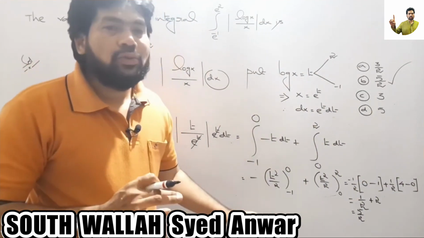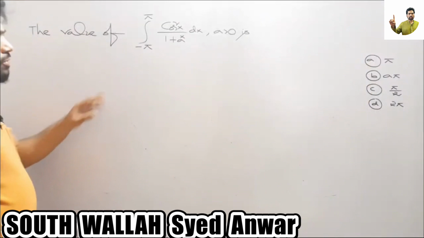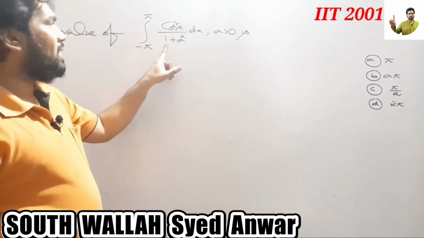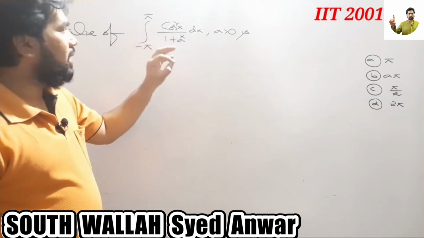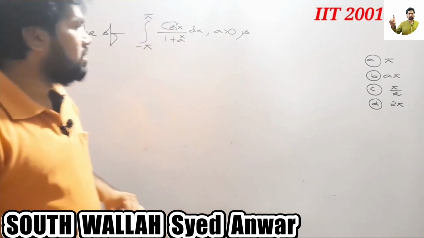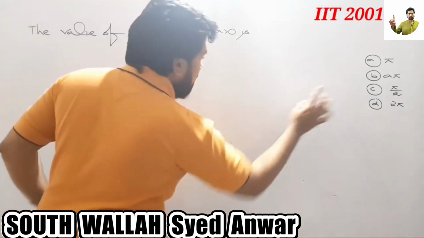Now let us discuss the value of the integral from minus pi to pi of cos square x by 1 plus a power x into dx, where a is greater than 0. So these are the 4 options here.